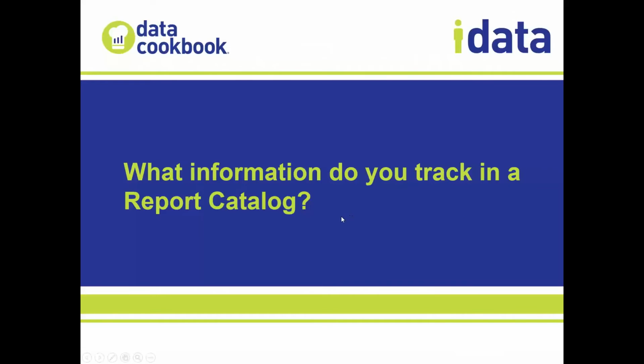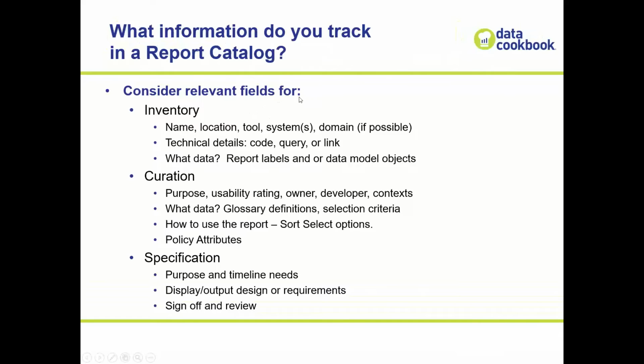What type of information do you want to track in the report catalog? So thinking about this, it sort of builds on each one of these. For an inventory, if you're just inventorying, typically the types of things you have are the name of the report, the location, like a link or some sort of instruction on where this lives or what file it is or what folder it's in, what tool it is coming from, what data system or systems it is pulling from, the domain, if that's something that is discoverable.